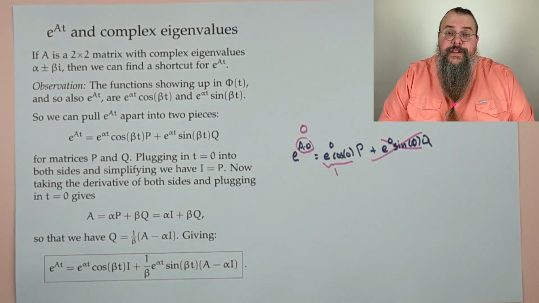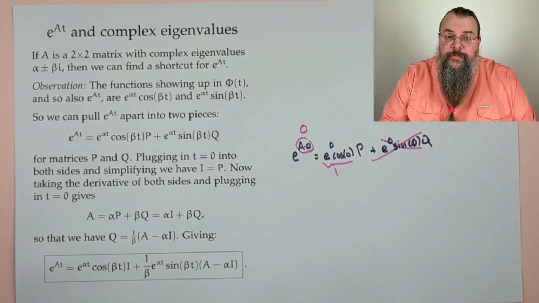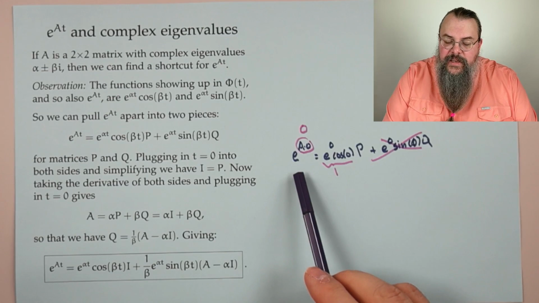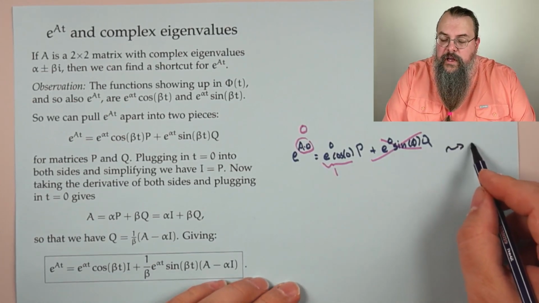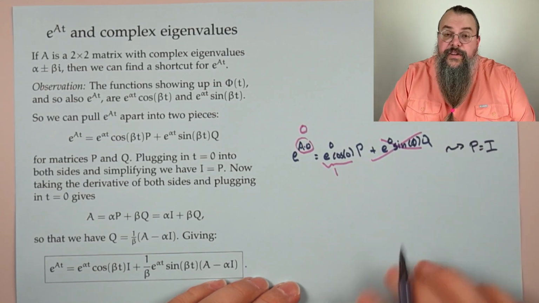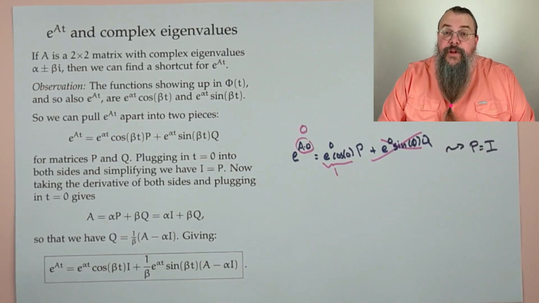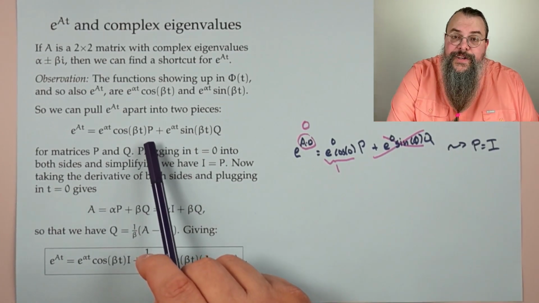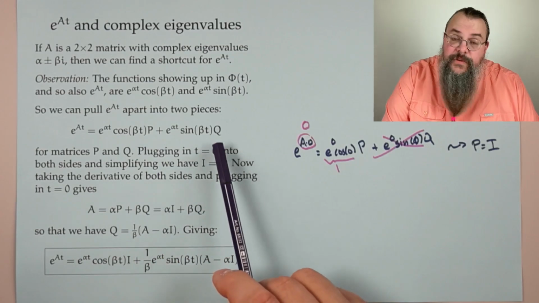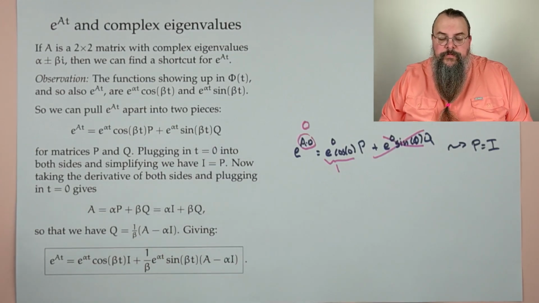And we say, well, wait, e to the 0 matrix is the identity. So we have that the identity is equal to 1 times p. So we say, oh, well, that tells us that p is the identity matrix. So we're halfway there. By just plugging in 0, we've already figured out that part. Okay, so now if we can just figure out that part, we're done. So what do we do?